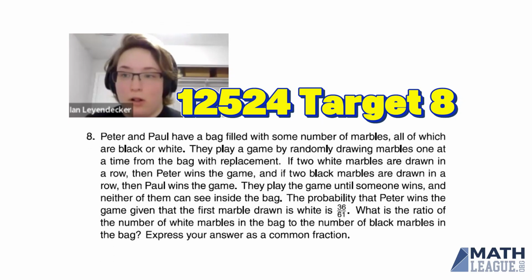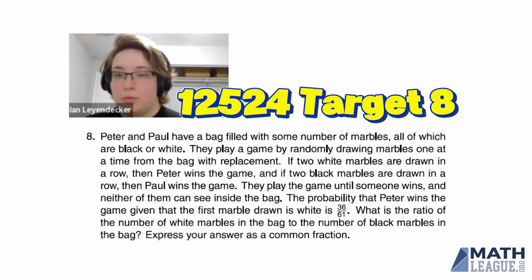For number 8, Peter and Paul have a bag filled with some number of marbles, all of which are black or white. They play a game by randomly drawing marbles one at a time from the bag with replacement. If 2 white marbles are drawn in a row, then Peter wins the game, and if 2 black marbles are drawn in a row, then Paul wins the game. They play the game until someone wins and neither of them can see inside the bag.